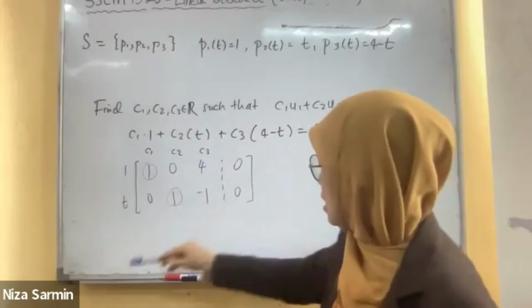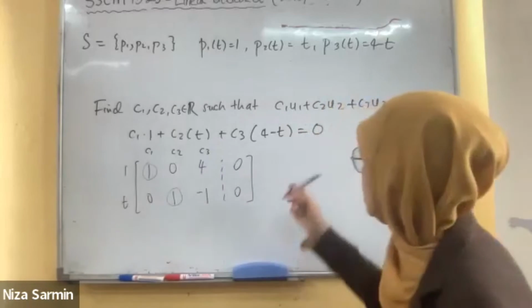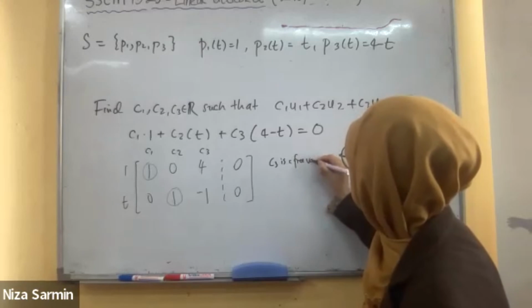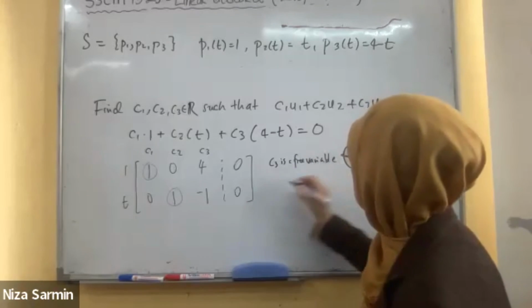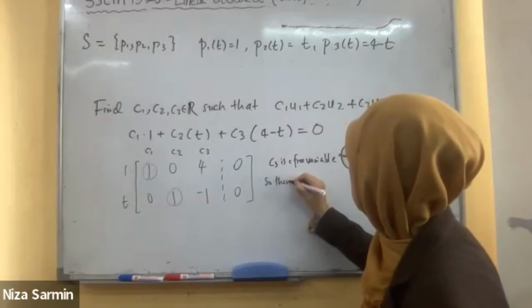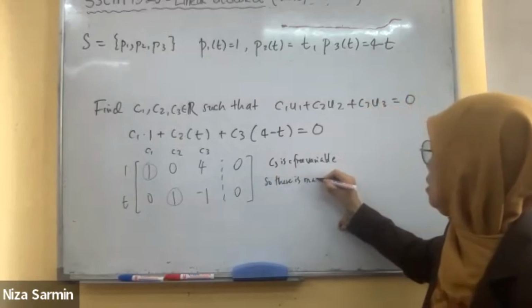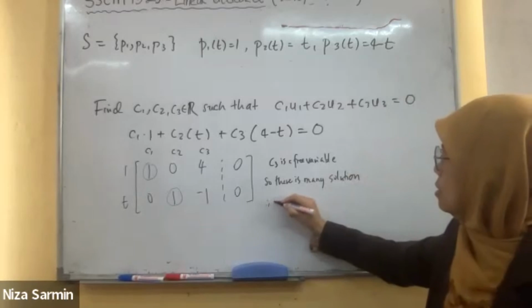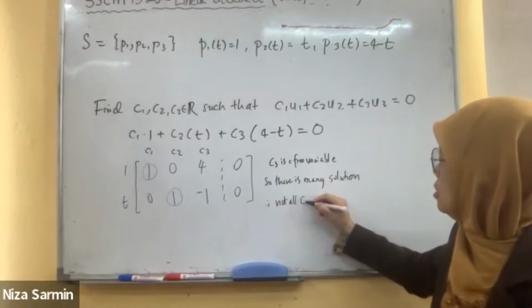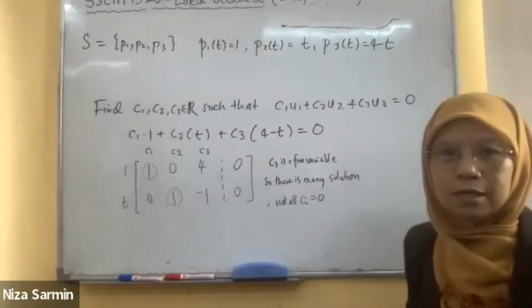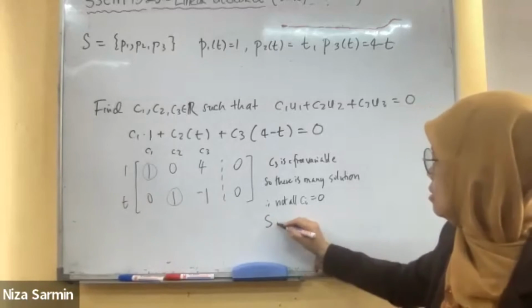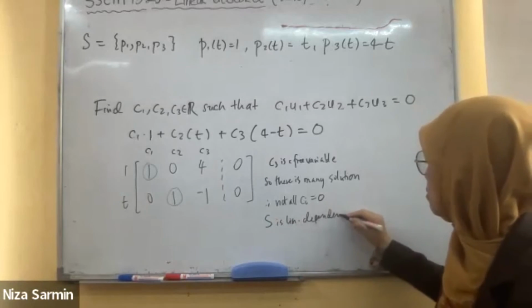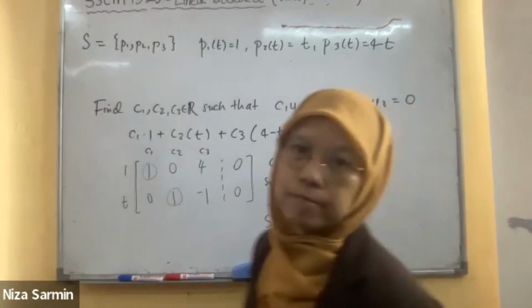So C3 is free. C3 is a free variable. So there are many solutions. Thus, not all Ci are 0. S is linearly dependent. Okay.